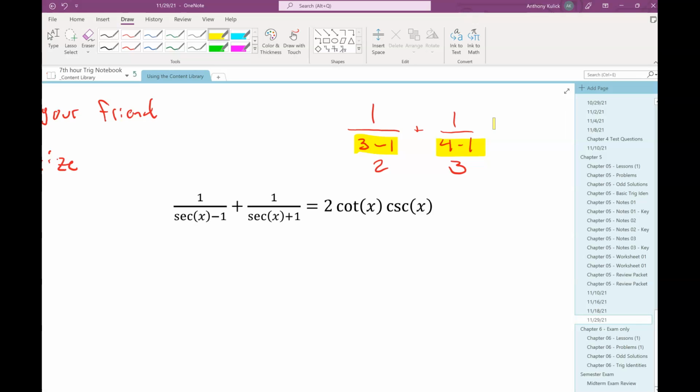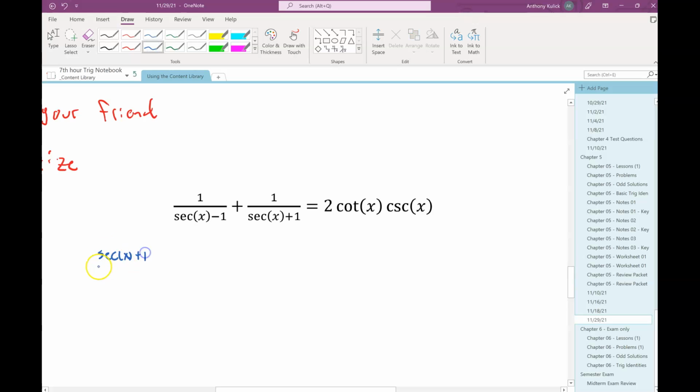Common denominator is going to be secant x minus 1 times secant x plus 1. So secant squared. Well, we'll FOIL it out and see what we get. So the first fraction, we're going to multiply the top and bottom by secant x plus 1.